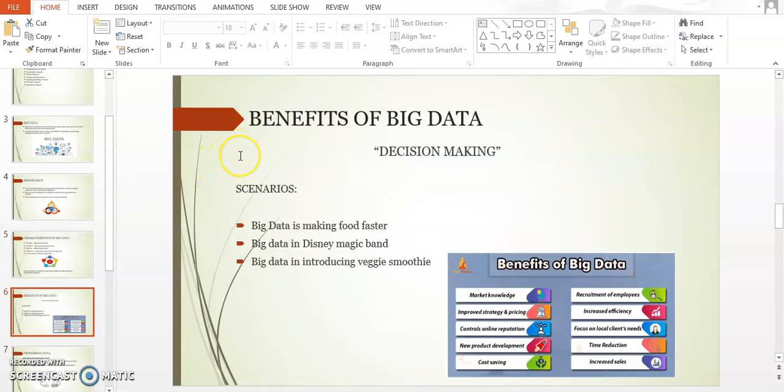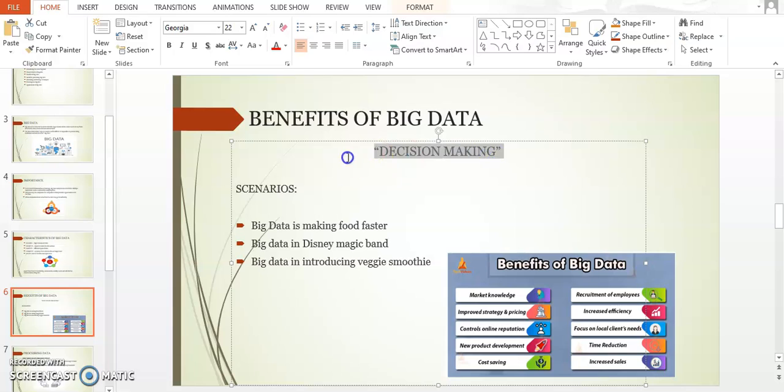So next, let's go over benefits of big data. As I said, the major benefit of big data is we can do analytics using big data. So it's decision making. So here are a few benefits of big data. Market knowledge, improved strategy and pricing, controlling online reputation such as sentiment analysis. We can save our cost. It's a cost saving process. Recruitment of employees using big data. We have a lot of benefits using big data.